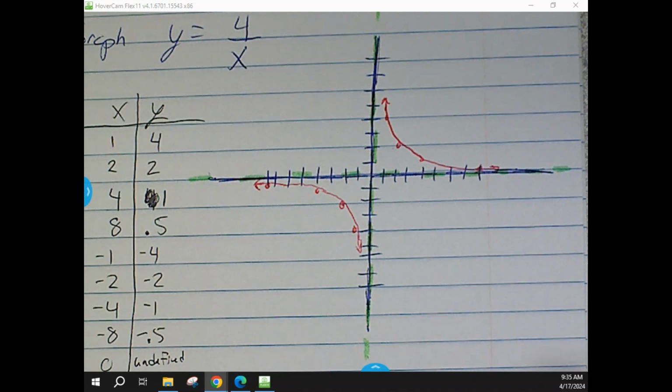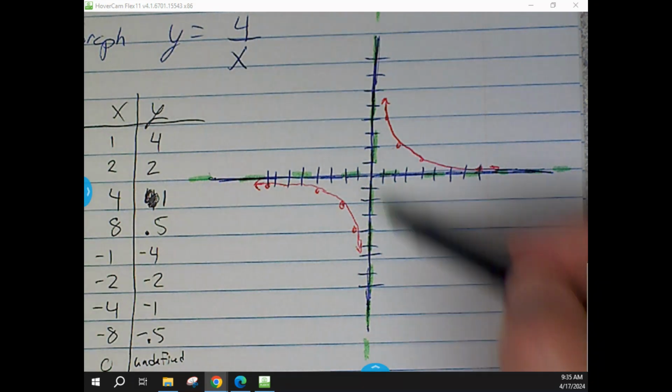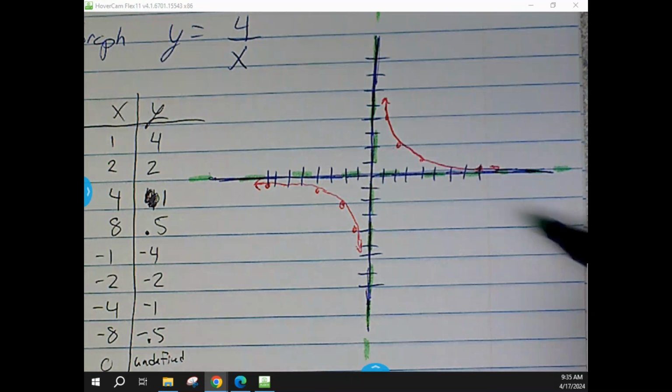And that's our asymptotes. There's a vertical asymptote at x equals 0. We've got a horizontal asymptote also at y equals 0.